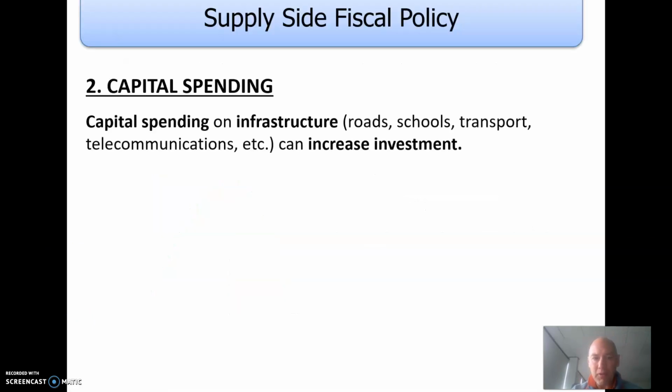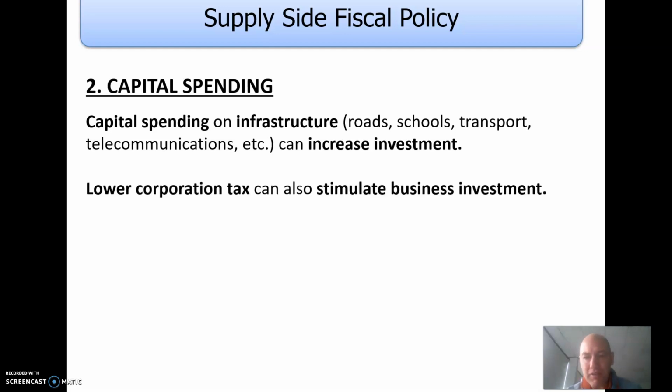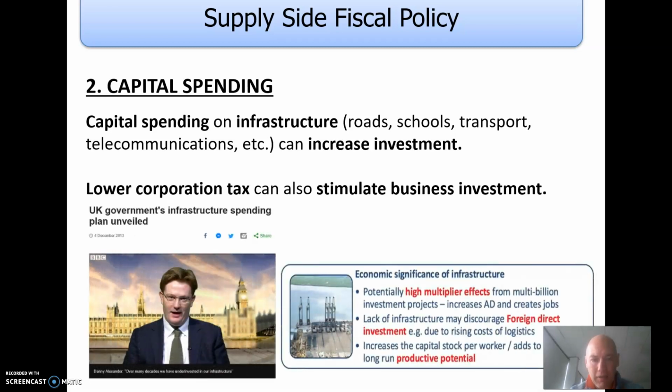Okay, we need to push on quickly. In terms of capital spending, if there's an increase in capital spending, such as on infrastructure, telecommunications, broadband, and so on, this is going to be shown as an increase in investment. Lower corporation tax can also do that. Okay, you can see some really important points on the bottom right there. Potentially high multiplier effects from these multi-billion pound projects.